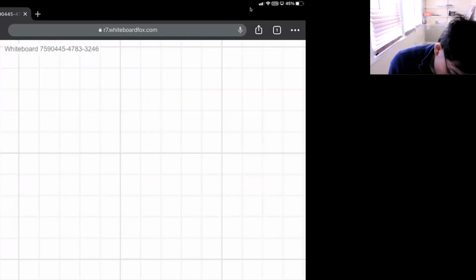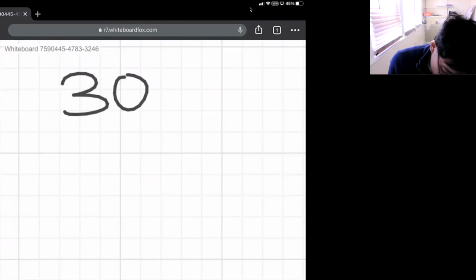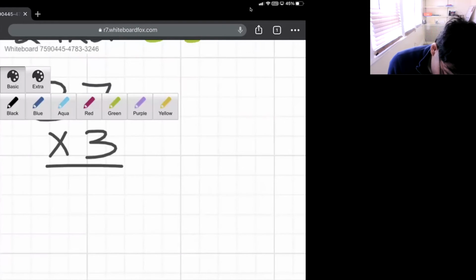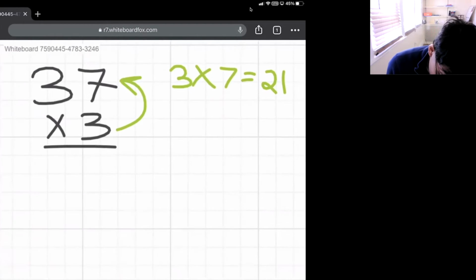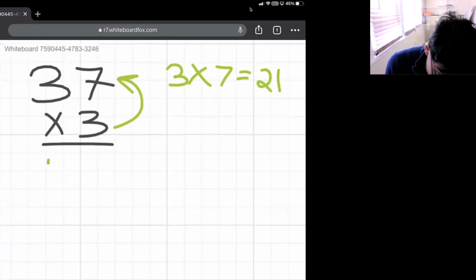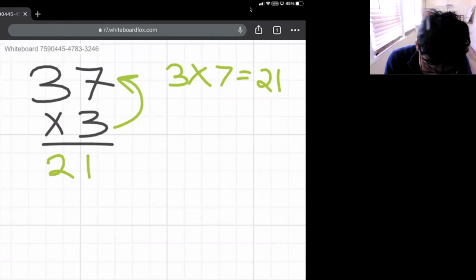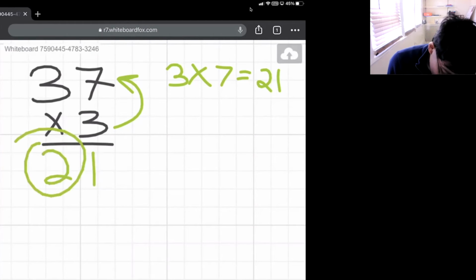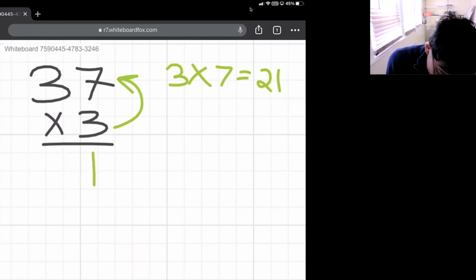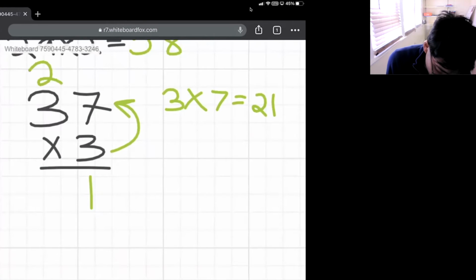Let's do 37 times 3. Okay, so we got 3 times 7. What's 3 times 7? Well, that's going to be 21. So 21, I'll write it right here. So this 2 is taking up someone else's spot. So I'm gonna take this 2 and put him up the escalator. So he's gonna go up here to the 3rd floor.